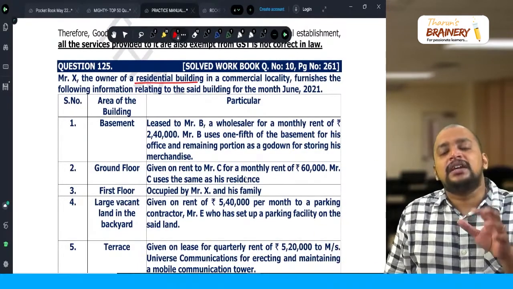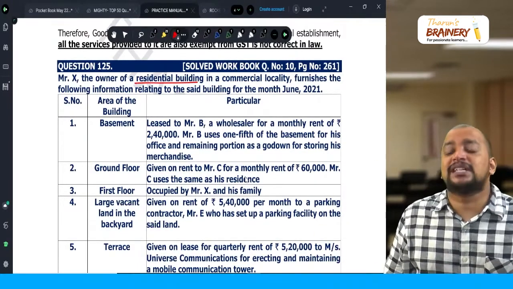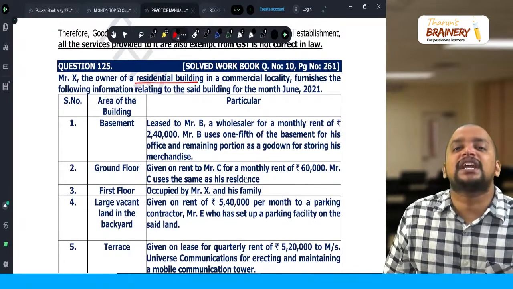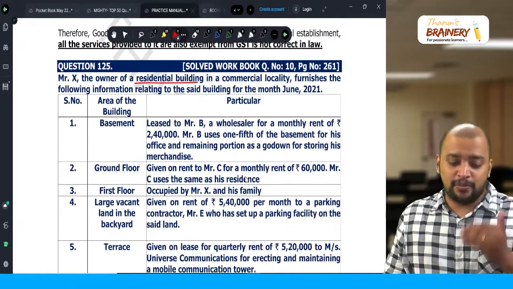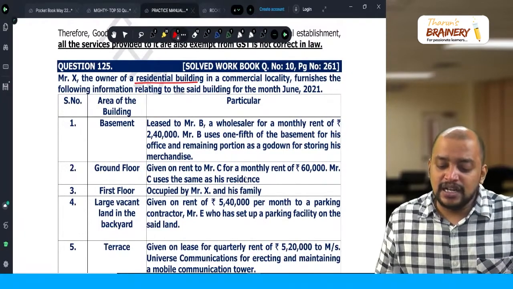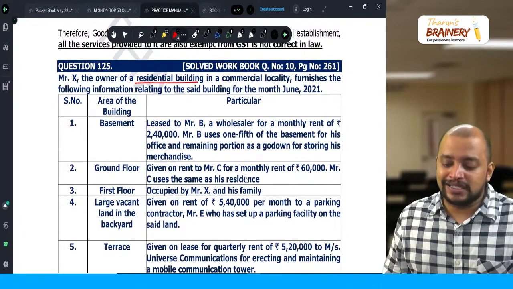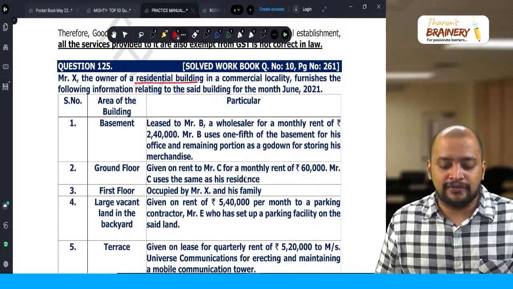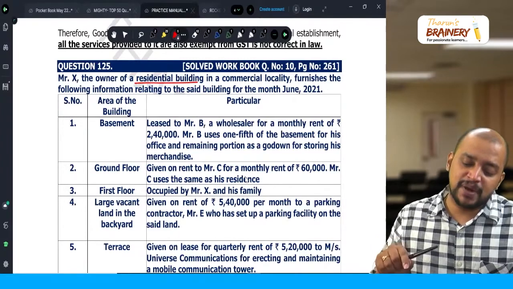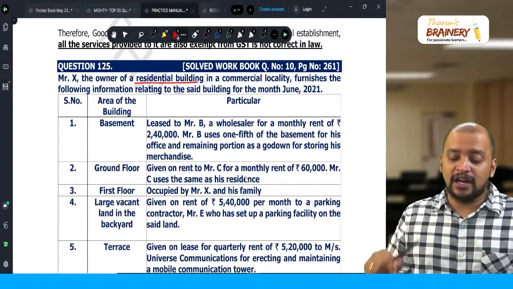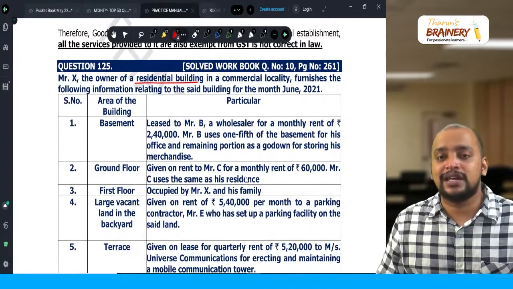Residential property given for residential purpose is exempted. Residential property given for commercial purpose will be taxable. Now, it's a residential property. It is leased to Mr. B, a wholesaler, on a monthly rent of 2,40,000. Mr. B uses 1/5 of the basement for his office and remaining portion as a godown for storing his merchandise.